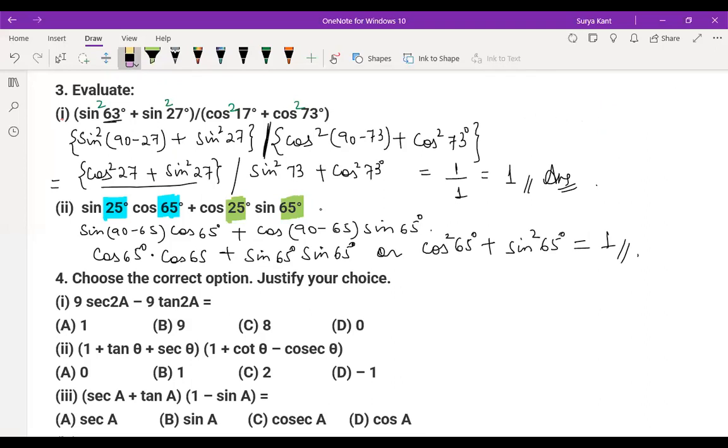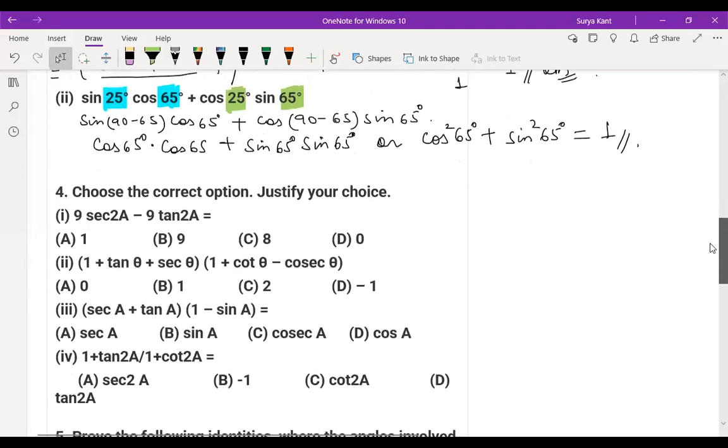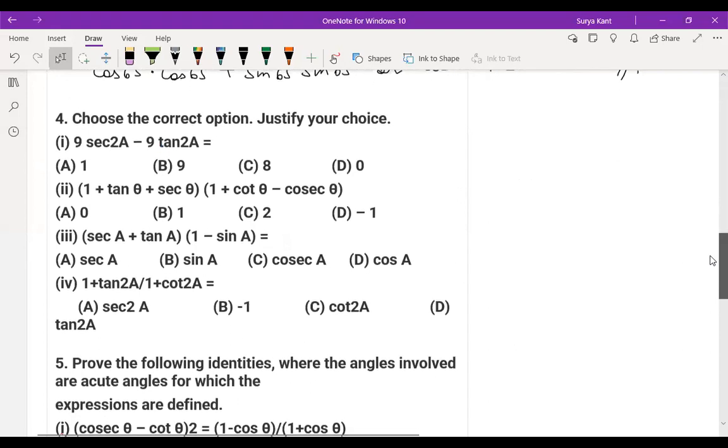Is it clear? Do both questions of third one? Anyone want to ask doubt in third one? No one, right? No, sir.